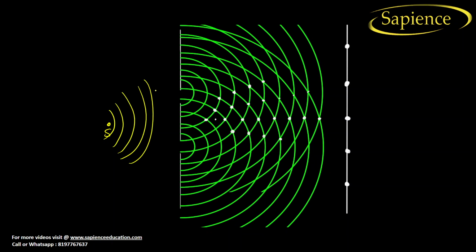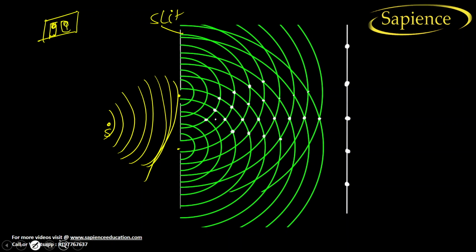So what will happen when it reaches this point? This is your slit, a thin opening slit. It's like when you see it from the front, you will get two holes. So this is a thin slit, or you can also say a thin opening. A thin opening is considered a thin slit.